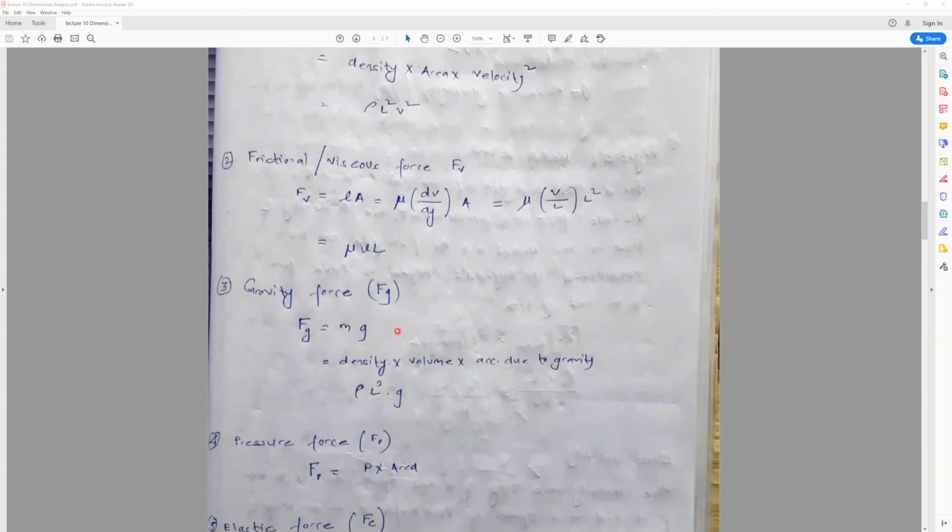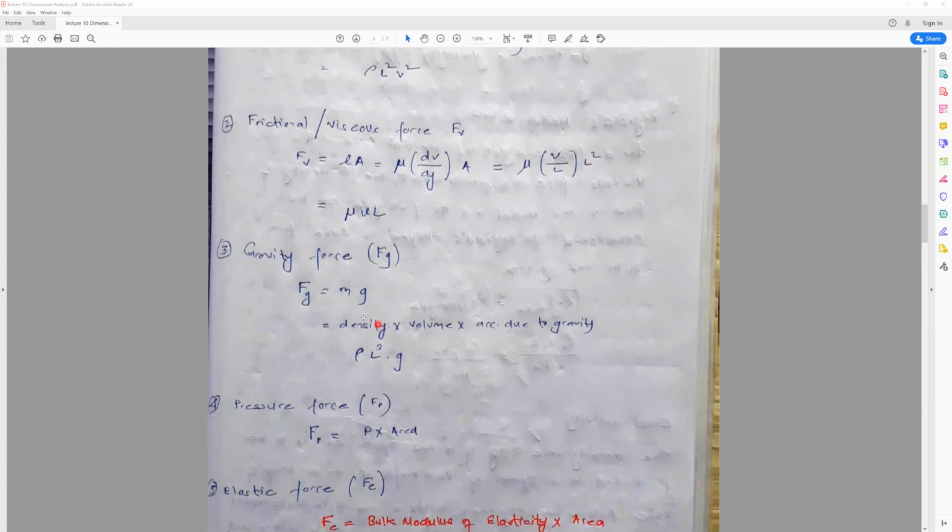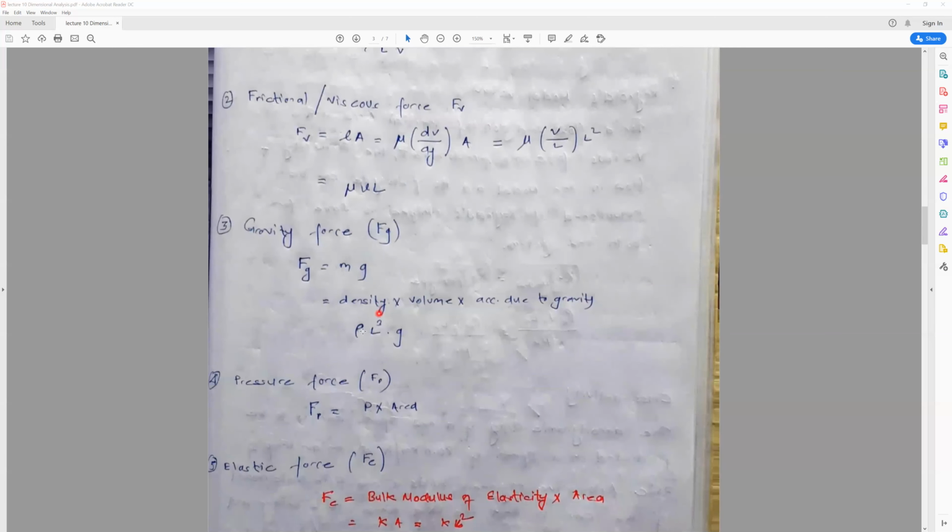Now next is the gravity force. This gravity force is the weight. Weight of an object is also known as the gravity force, and it is defined as mass times acceleration due to gravity. Further you can go on and you will get density times L cube times acceleration due to gravity. So this is the gravity force.